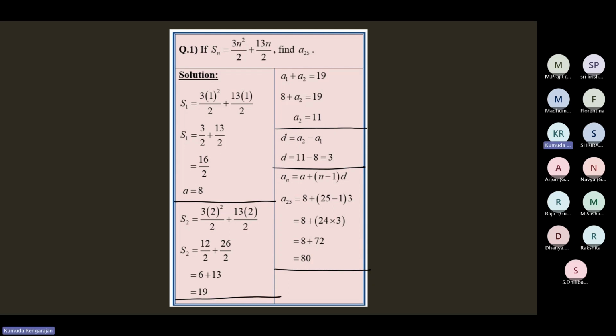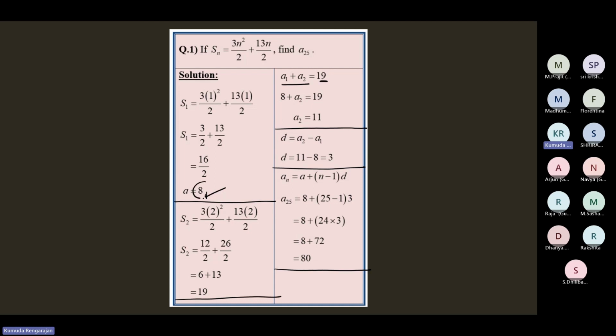So take n as 1 and find S1. S1 is nothing but the first term of the AP. S1 is 8, which means A is 8. Then take n as 2 and find S2. S2 means A1 plus A2, the sum to the first two terms of the AP. So S2 is 19, which means A1 plus A2 is 19.